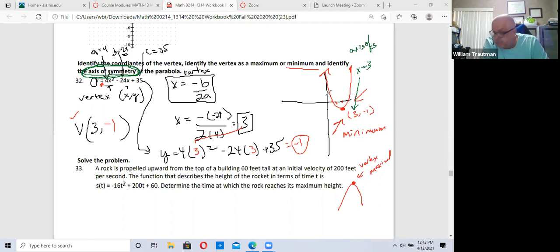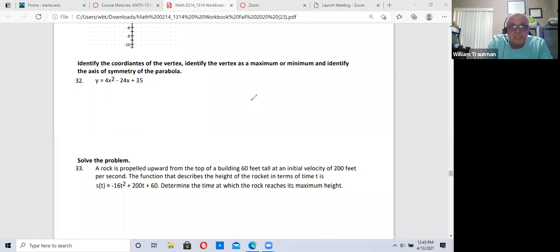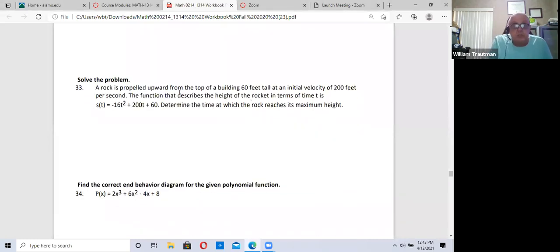All right, let's look at question 33. Once again, there's one similar to this on the test. We have a function. A rocket is propelled, and you can read all this stuff. Determine the time at which the rocket reaches its maximum height.